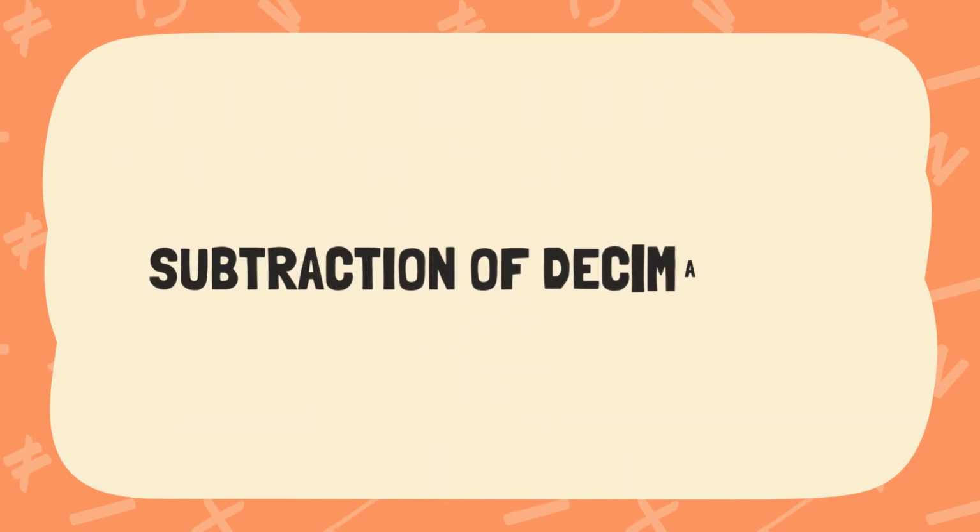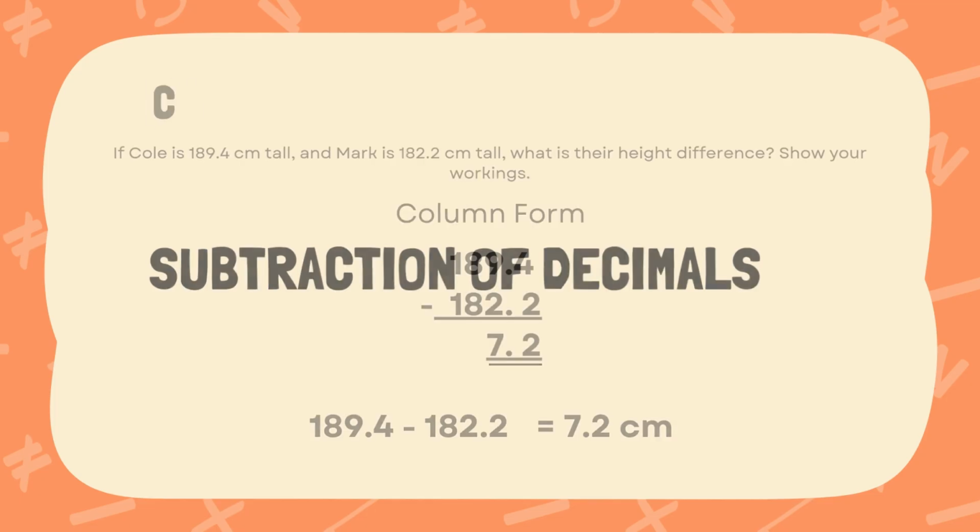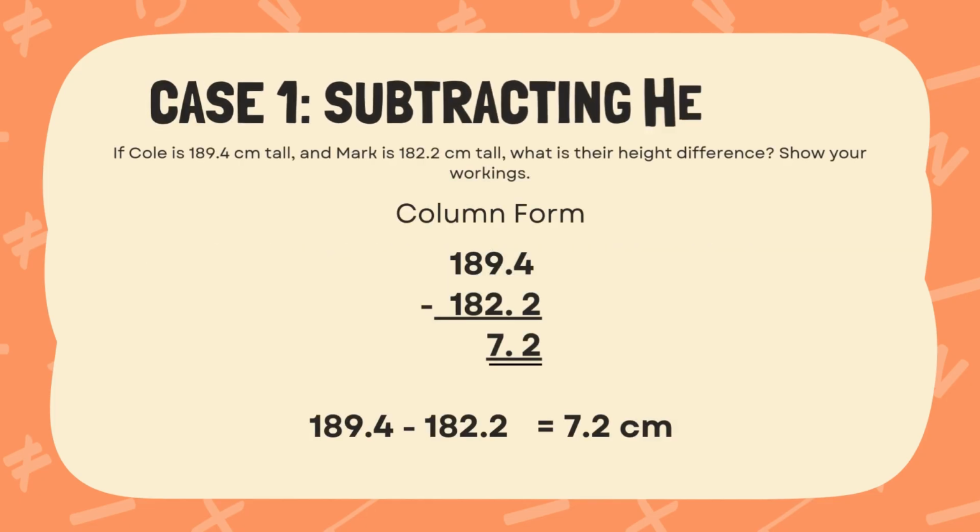Now that you know how to add up decimals, we're going to move on to subtracting decimals. Here's a question. If Cole is 189.4 cm tall and Mark is 182.2 cm tall, what is their height difference? Show your workings. Again, when doing column form, we should align the dots of the numerical values.